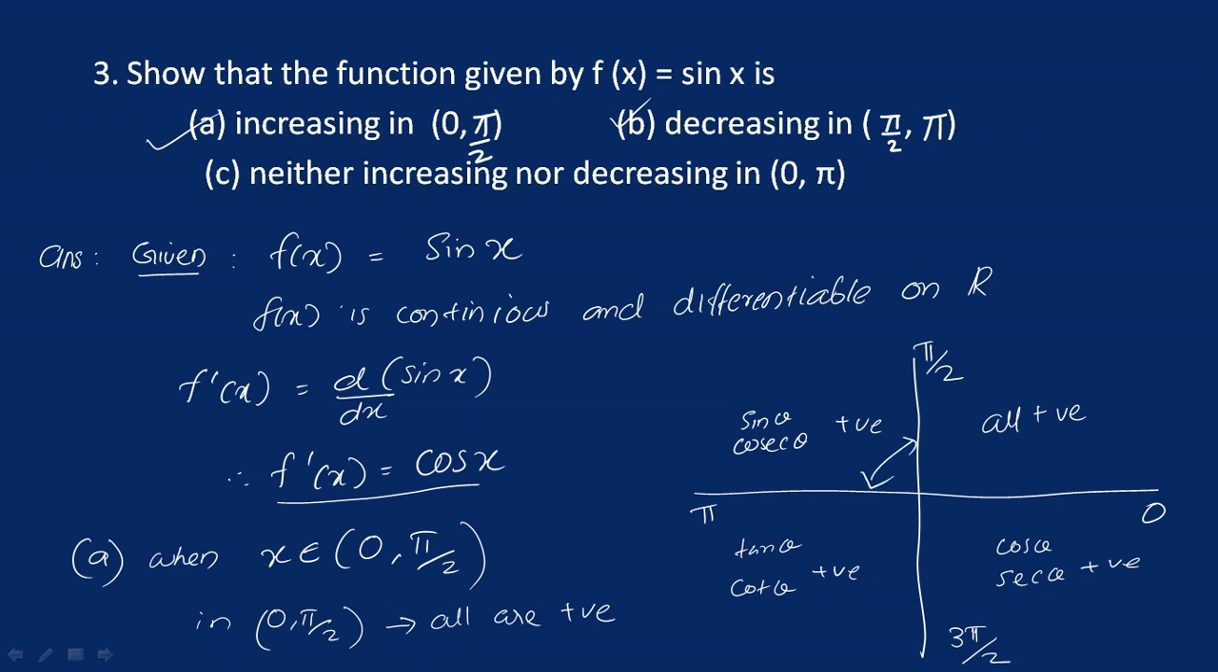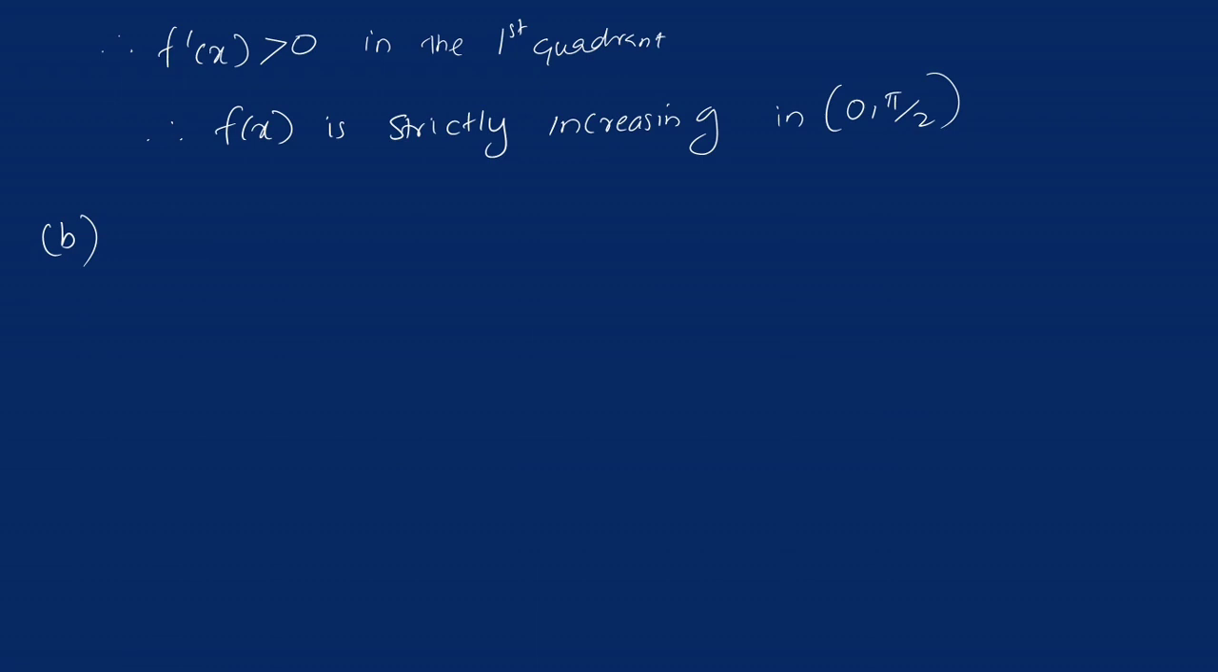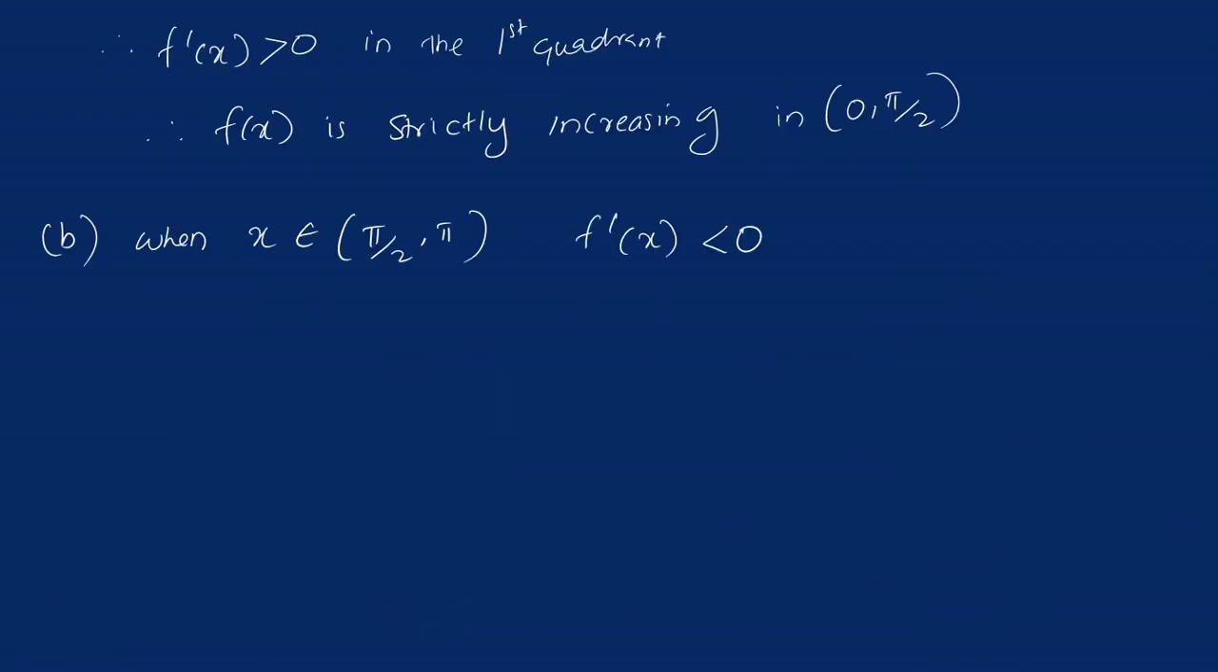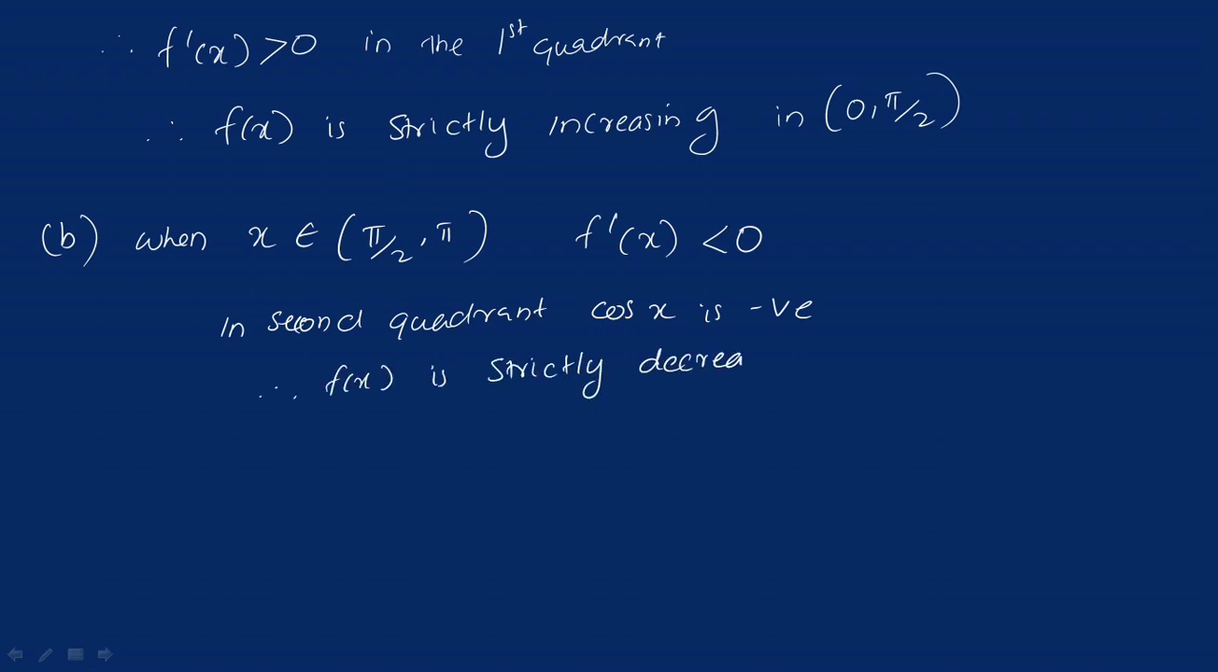So we are taking the interval pi by 2 to pi, that means the second quadrant, where only sin theta and cosec theta are positive, all others are negative. So we have f dash of x, that is cos x, which is less than 0. So we can say in the second quadrant cos x is negative. From this we conclude f of x is strictly decreasing in the interval pi by 2 to pi.